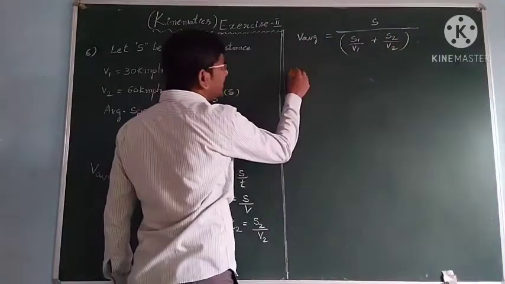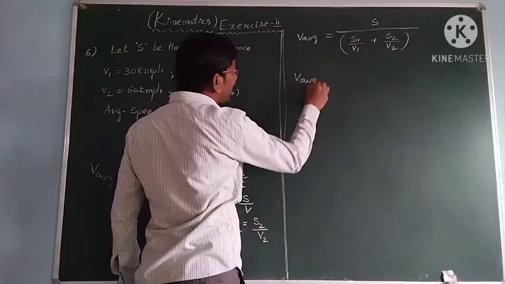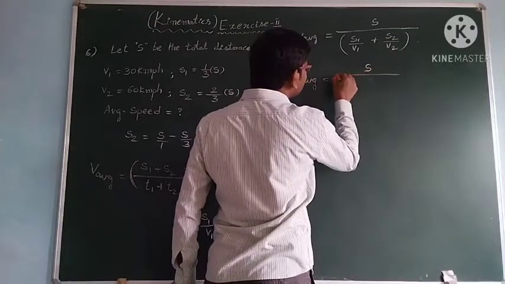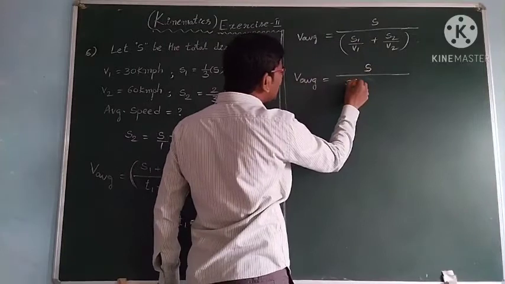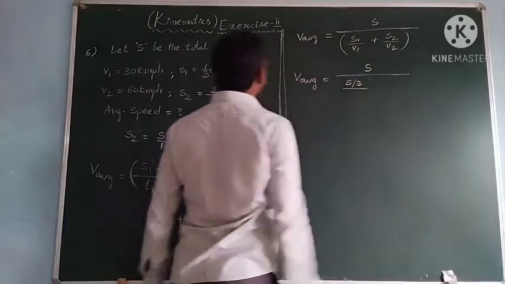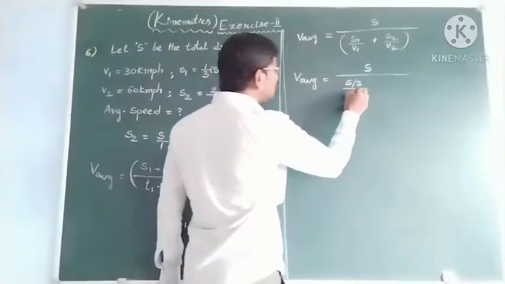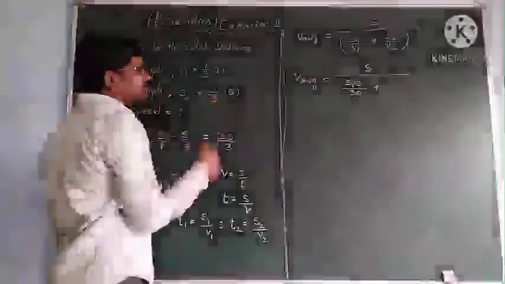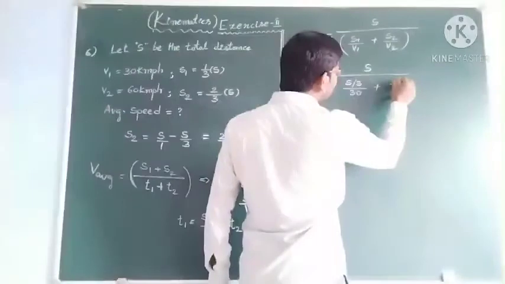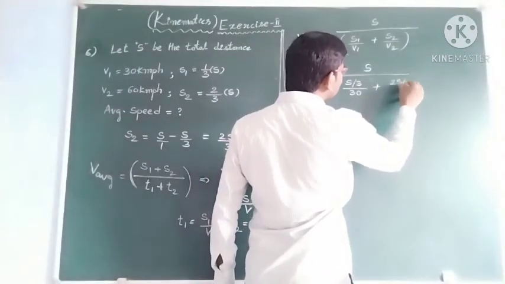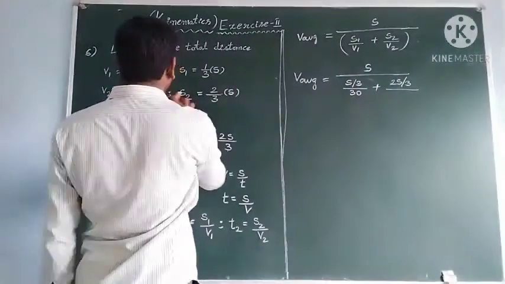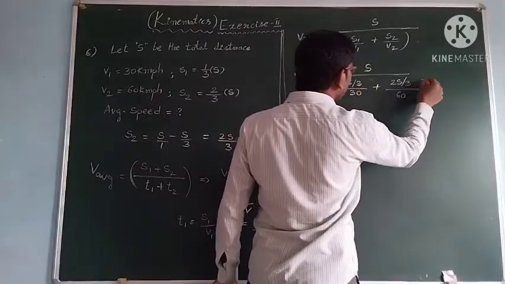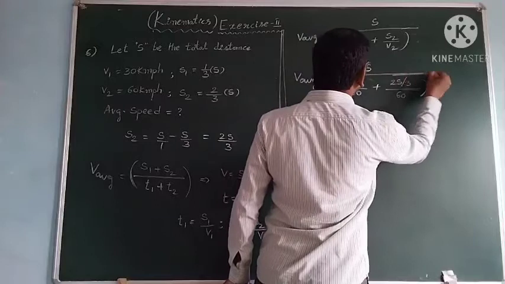Okay students, then V average is equal to total distance s by s1, that is s by 3, by V1, which we know is 30 km per hour, plus s2, that is 2s by 3, by the speed V2. V2 is equal to 60 km/h.